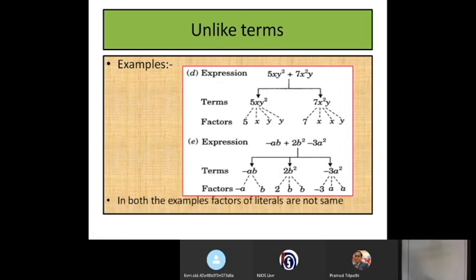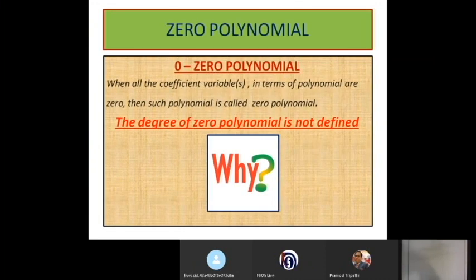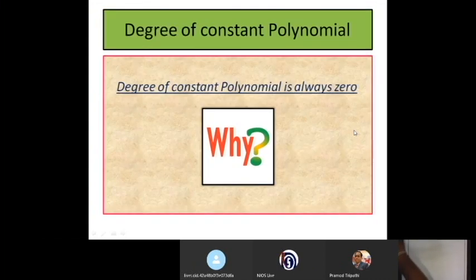Now, the zero polynomial we have discussed here. When all the coefficients of the terms in a polynomial are zero, such a polynomial is called the zero polynomial. I have explained that the degree of the zero polynomial is not defined. And the degree of a constant polynomial, I have also discussed, is always zero.